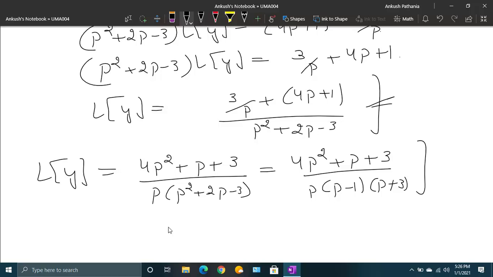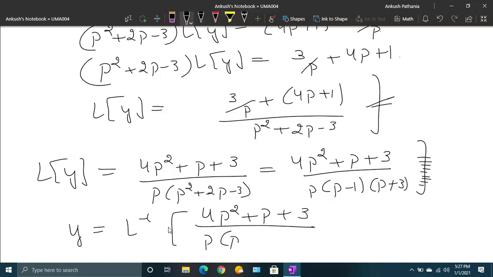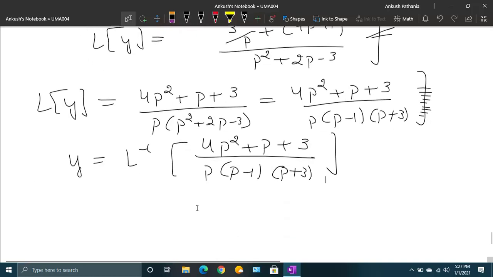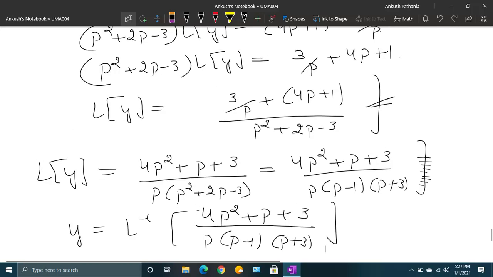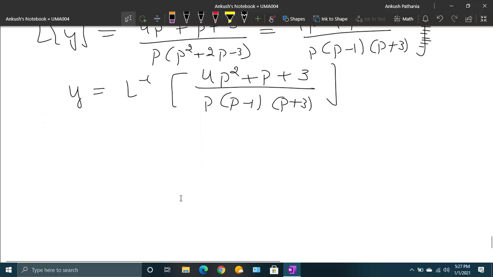I can even stop up to here, but I will need this type of formulation for my next step. What is that? Since I am looking for y, y will come when I take the Laplace inverse of this thing. Here is where the concept of inverse Laplace transform comes into play while we solve differential equations. I need to change it to the form where I can solve it. So now clearly you can see this is Laplace inverse.